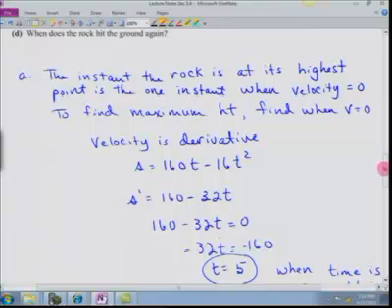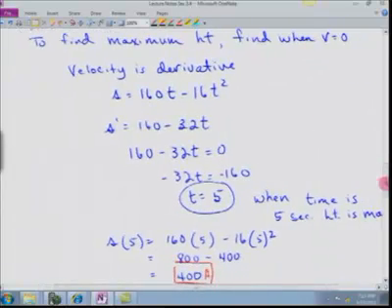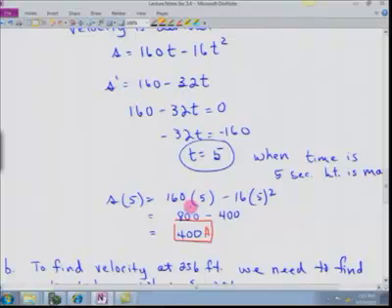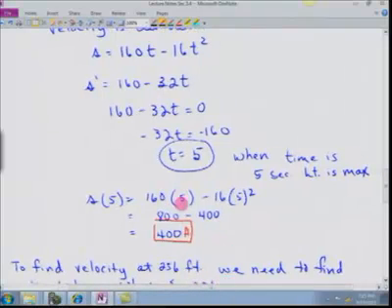So how am I going to find out? Did it ask when? No, it said how high does the rock go? That's what it asked. So what do I have to do? Plug 5 in for the original: 160 times 5 minus 16 times 5 squared, and you get 400 feet. So after 5 seconds, this thing is up 400 feet, highest point. So we use the idea that when velocity is 0, you're at your highest point. Does that make sense?